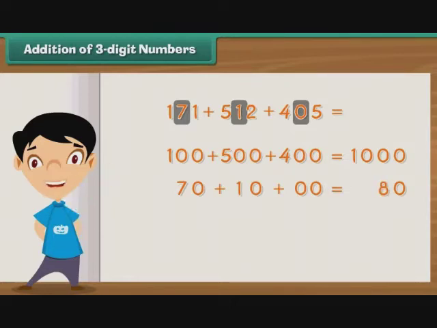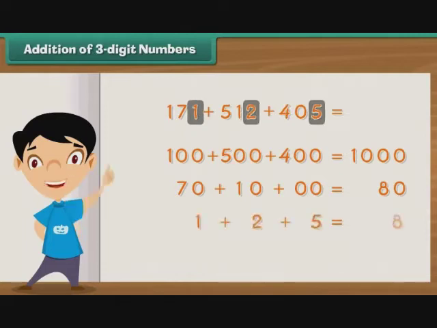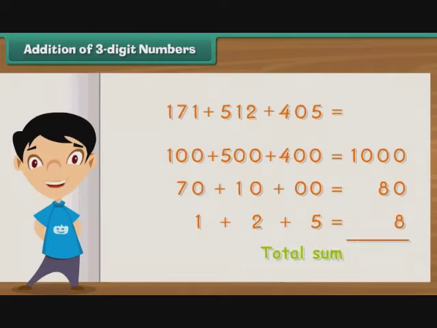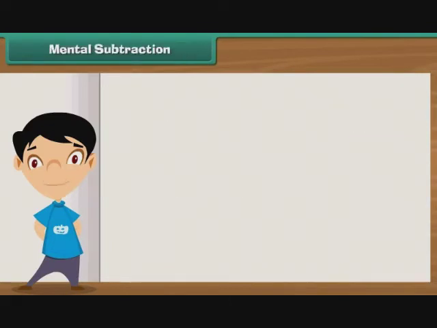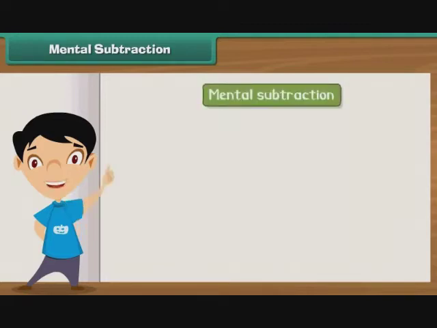Now we proceed to add the digits at the tens place, that is 7, 1 and 0. We add 70, 10 and 00 to get 80. Finally, we add the digits at the ones place, that is 1, 2 and 5 to get 8. Now we need to add 1000, 80 and 8 to get the sum of 171, 512 and 405. The result of the addition is 1088.